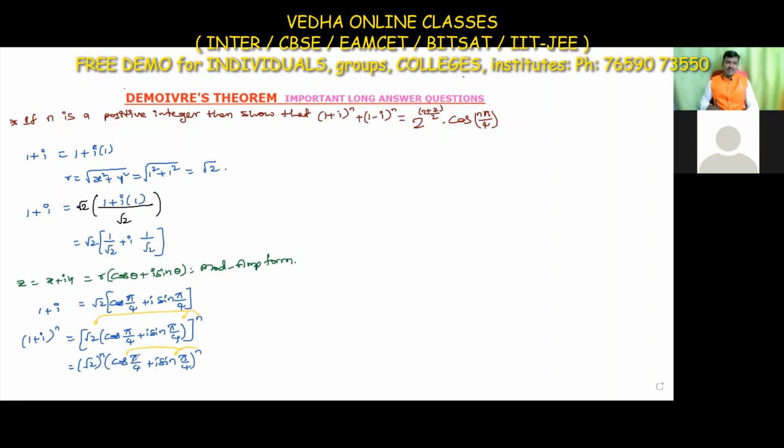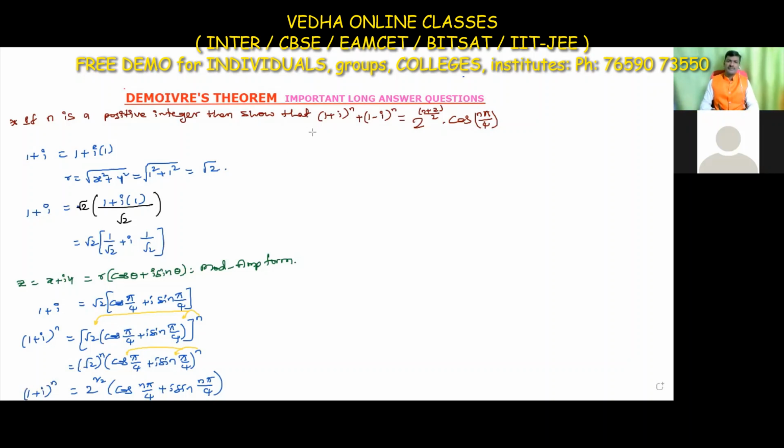So we get 2 to the power n, where the root is nothing but power 1/2, so n times 1/2 gives n/2, into cos(nπ/4) + i sin(nπ/4). This is (1 + i)^n.